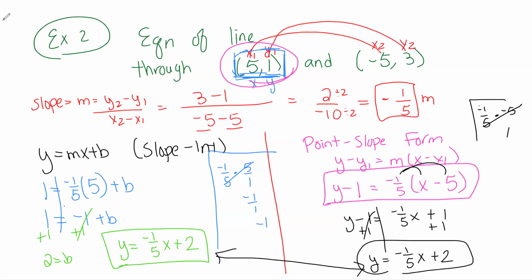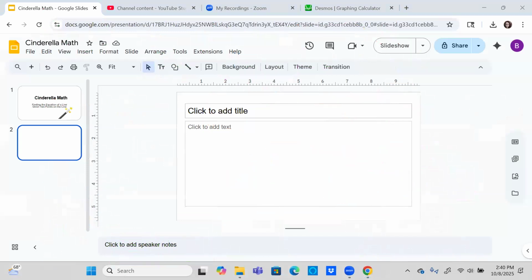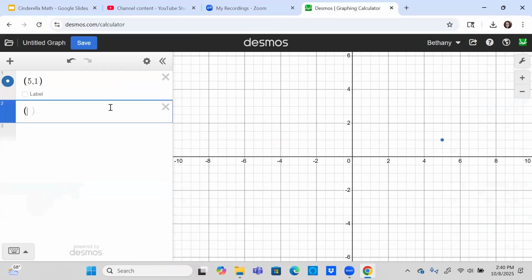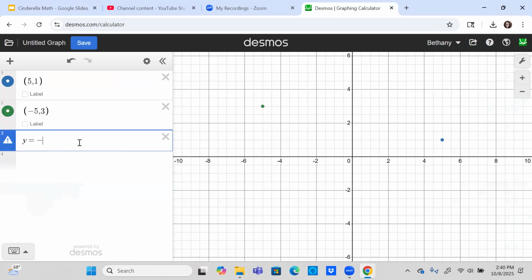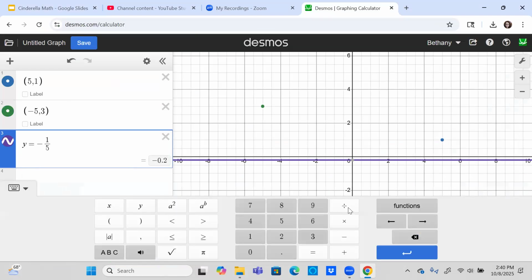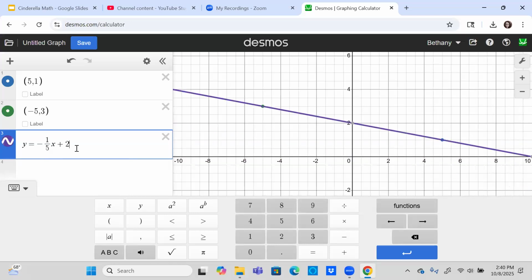All right, I will check this one on Desmos, and this will be the last one I check on Desmos. For the rest, I'll just do the algebra work without checking it. Okay, that was through 5-1, new line, -5-3. So there's our 2 points, and we got y equals -1/5. How do you do a fraction? Just hit the slash on your keyboard if you're on a computer, or hit the keypad and just hit divide, because remember, fractions are just division. X plus 2. Boom, there it is.